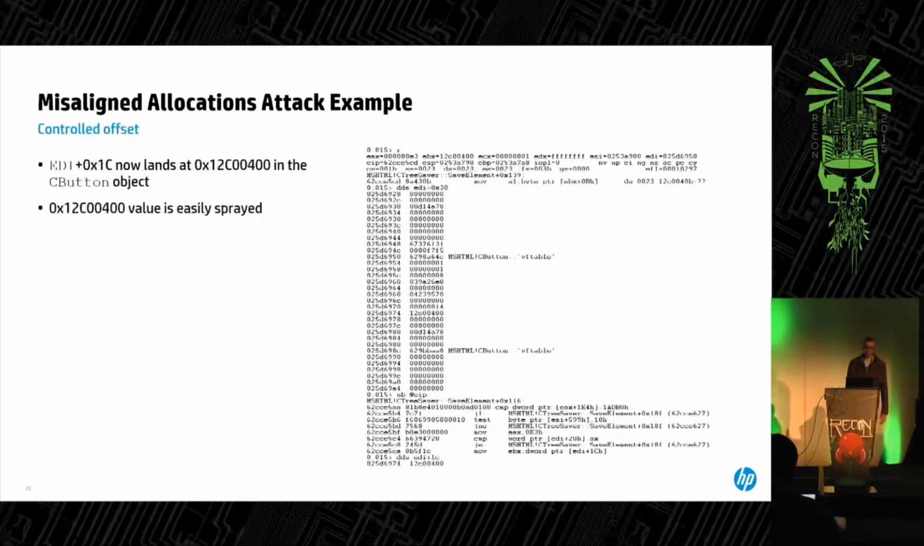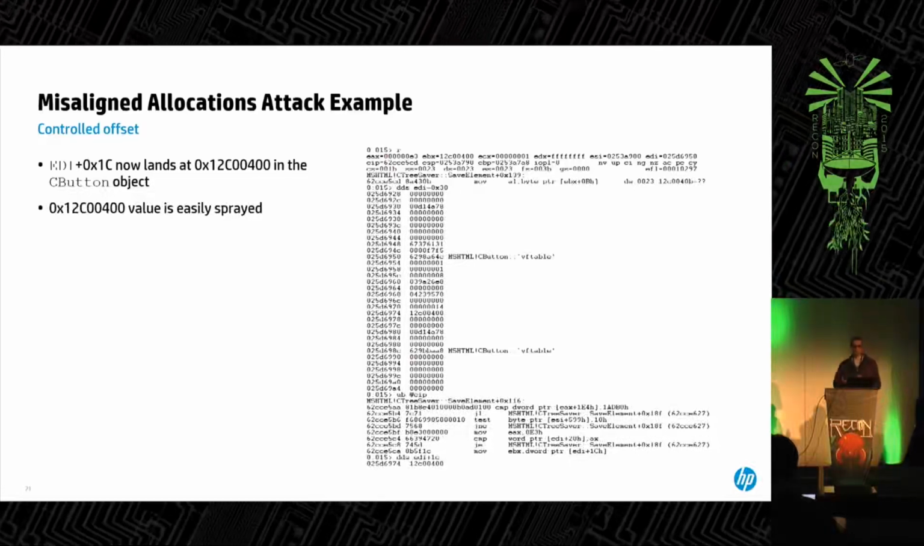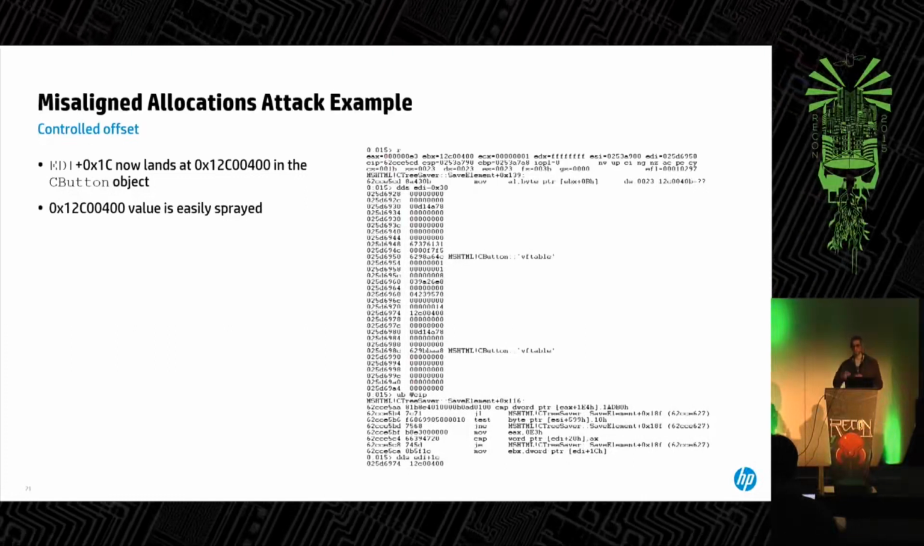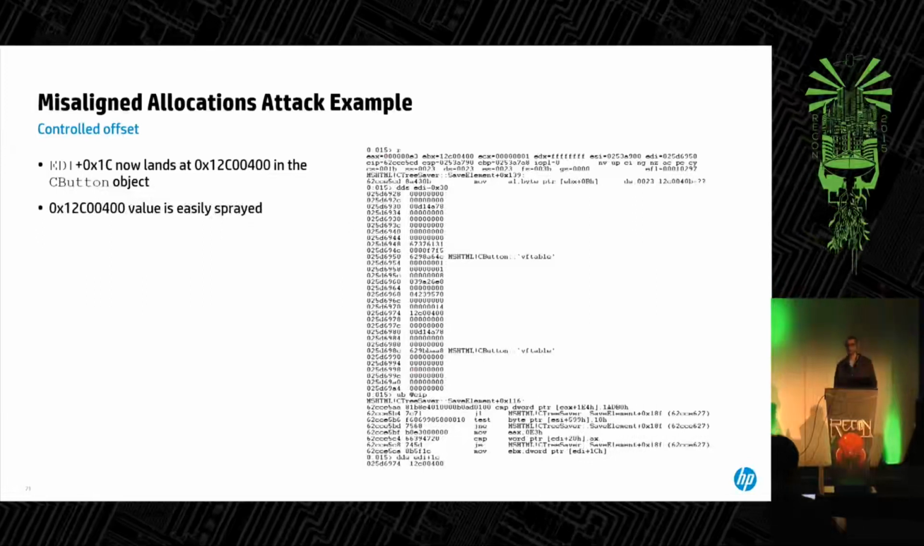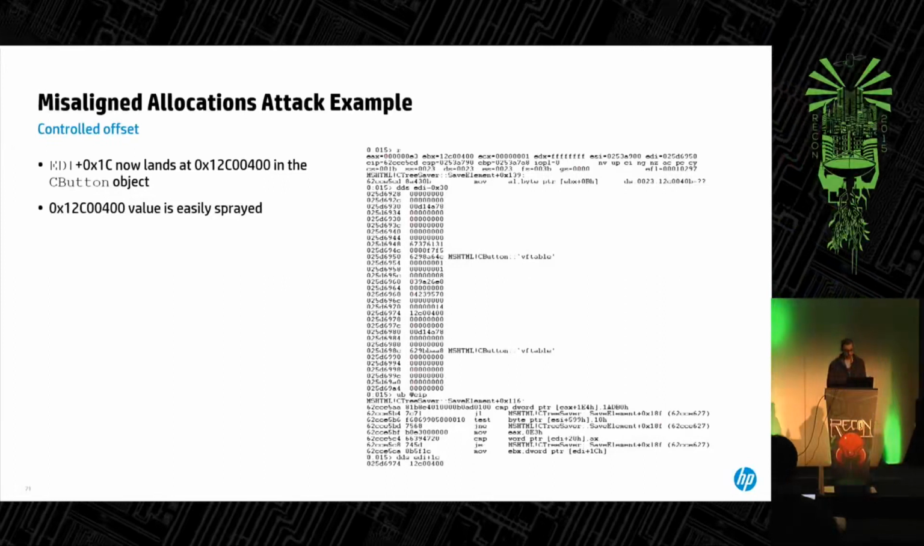So this is the crash time. Basically, we had EDI plus 1C pointing to 12C00400. It lands on that specific value, which is an offset of the misaligned CButton object. And as you guys can guess, this value can be sprayed easily, and then we can gain control.